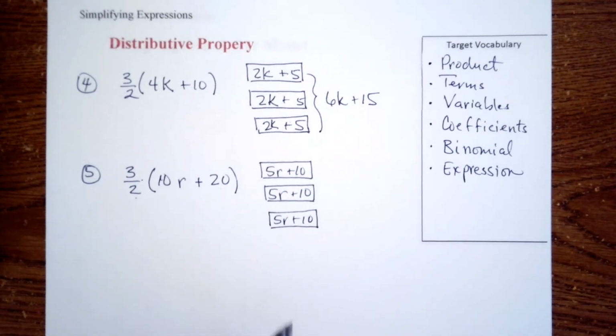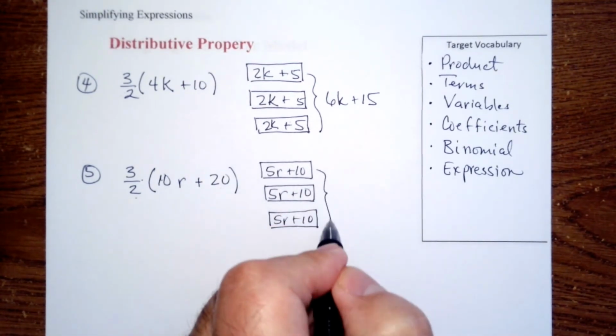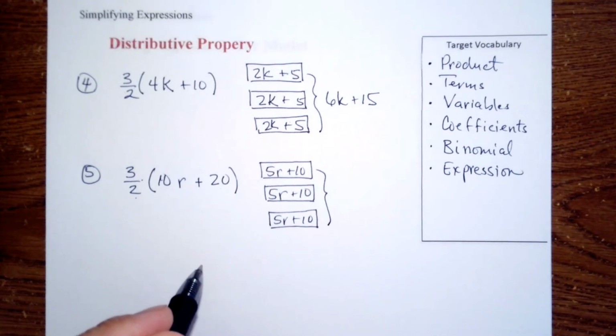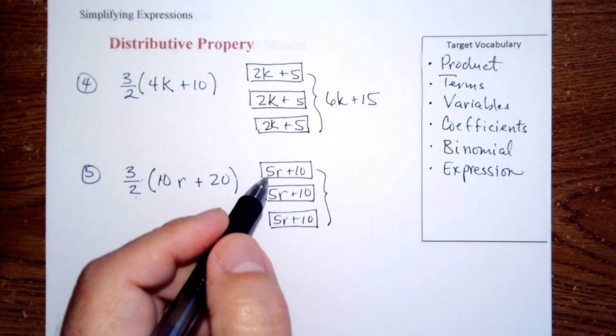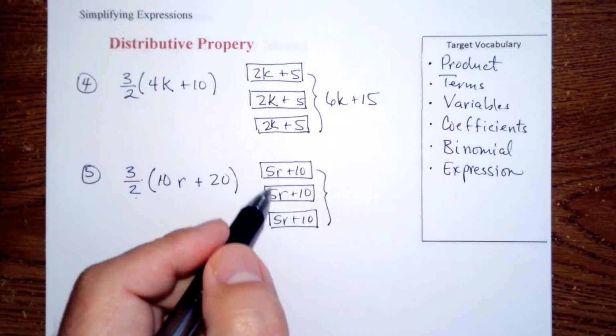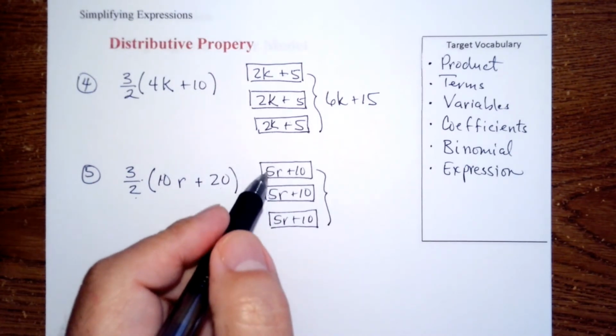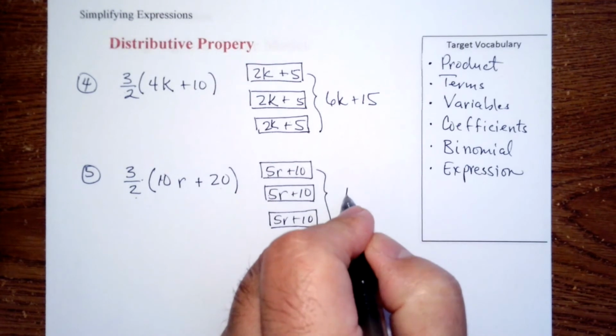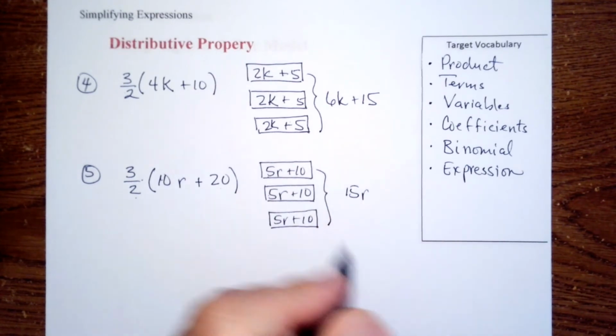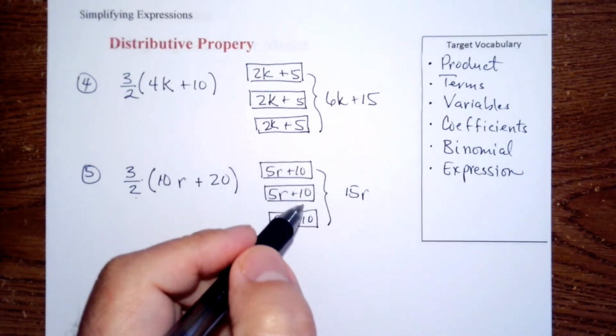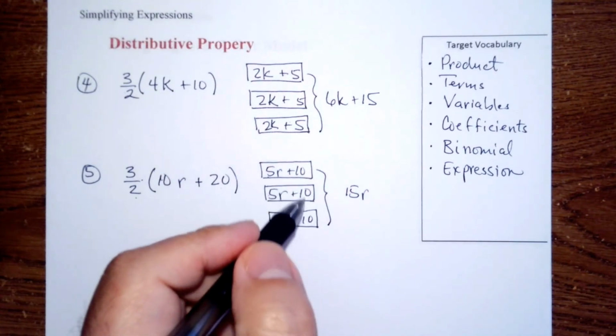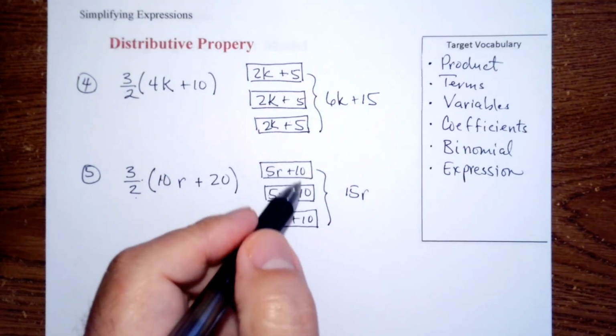If I were to ask you right now, what does all of this mean? What's my final answer? You're right. We need to group the R's. How many R's do I have? 5R 3 times gives you 10 R's. 10 3 times. 3 groups of 10.